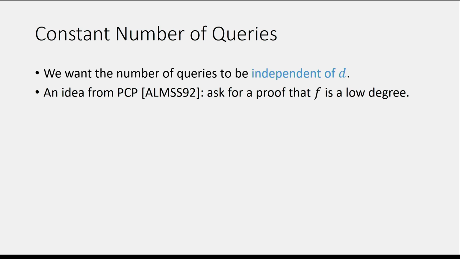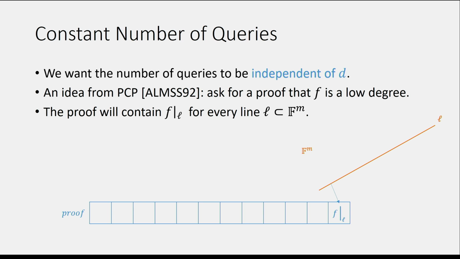So an idea that came from PCP, Arora et al. in the PCP theorem, was to ask for a proof that this function f is low degree. And their proof consisted of f restricted to a line for every line in F^m. This way, on a single query, we get f on an entire line, and we can check it. But this way, we also have to verify that this proof has the correct structure, because maybe someone cheated. For example, the proof for line L contains f restricted to L, but for a different line L2, it just contains some different value, which is not the same function f.